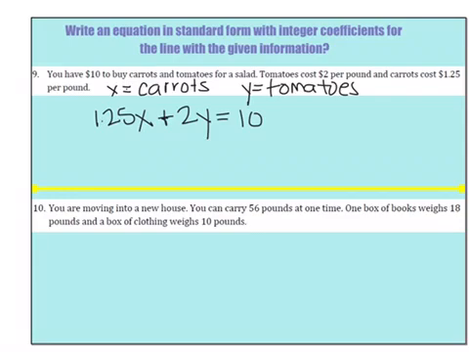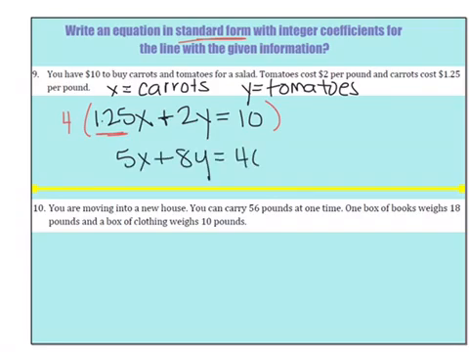So the issue we have right away, since we want this to be in standard form, is that a value is not an integer coefficient. So I need to multiply it by something so that it becomes a whole number and not a decimal. So I would times it by 4, which means everything needs to be times by 4. So I'd end up with 5x plus 8y equals 40. That would be my final equation in standard form.